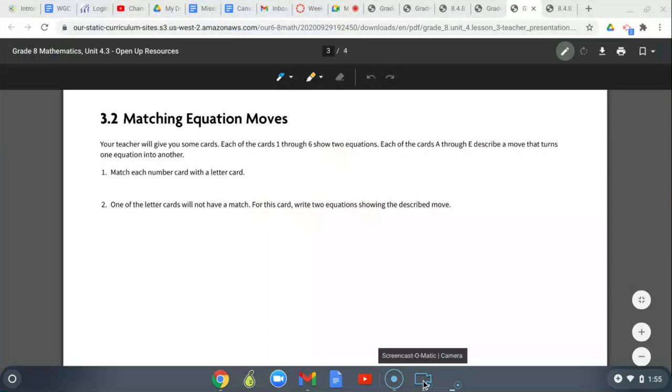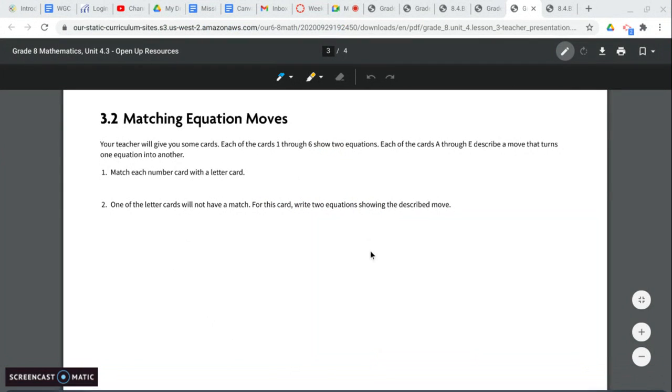So, matching equation moves. Obviously I can't give you the cards, but we're going to run through them together. Each of the cards 1 through 6 show 2 equations. Each of the cards A through E describe a move that turns one equation into another. Match each number card with a letter card. One of the cards will not have a match. For this card, write 2 equations showing the described move.